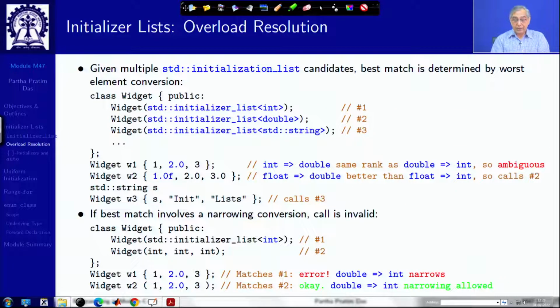Now, let us say I do an overloading with some twist. I have an initializer list and I have another parameterized constructor with 3 int parameters. I am calling it with 1, 2.0 and 3. Now, what will this mean? This will mean that the only constructor to call is this, which means the double value will have to be converted to int, which is narrowing. So here we learn a golden rule that initializer list does not allow narrowing implicitly. So this double to int will not be allowed and there will be an error.